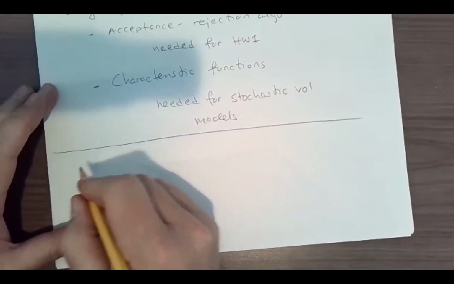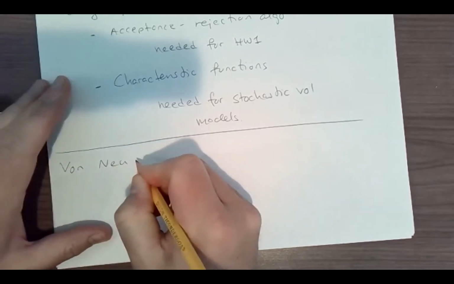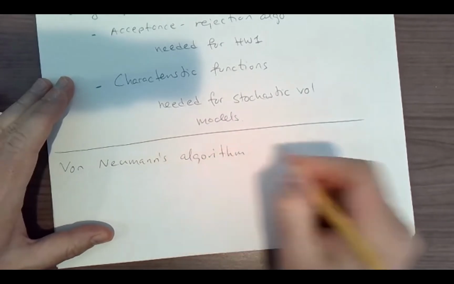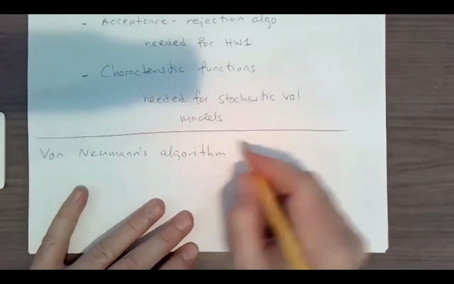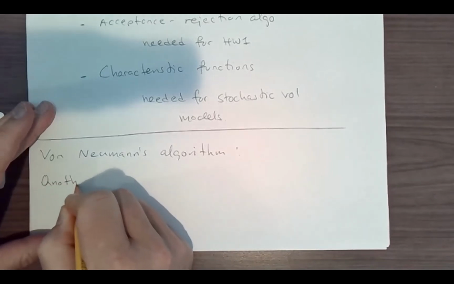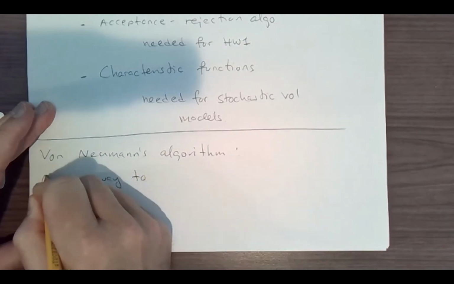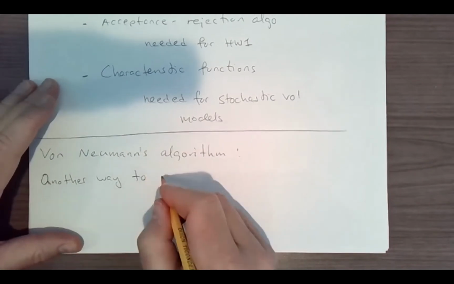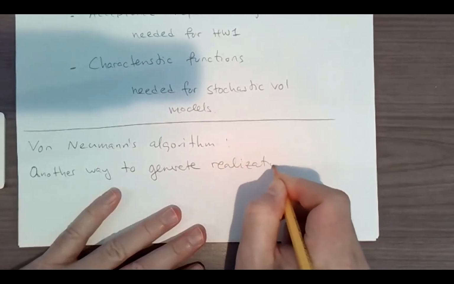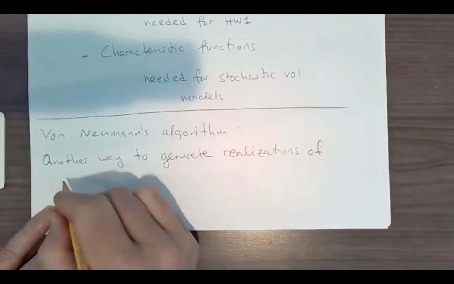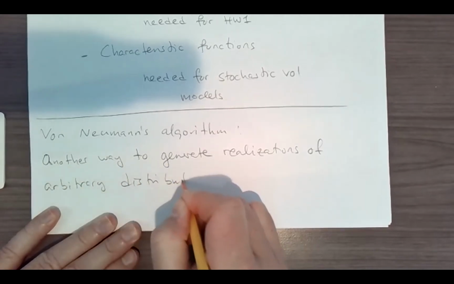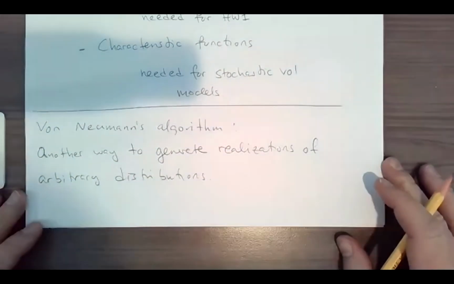So this is von Neumann's algorithm, which allows us to, this is another way to generate realizations of arbitrary distributions. I should put in a quote here for von Neumann.